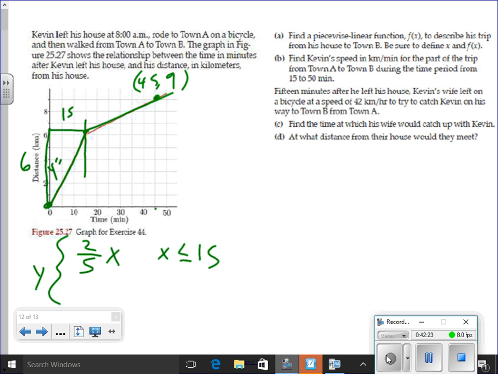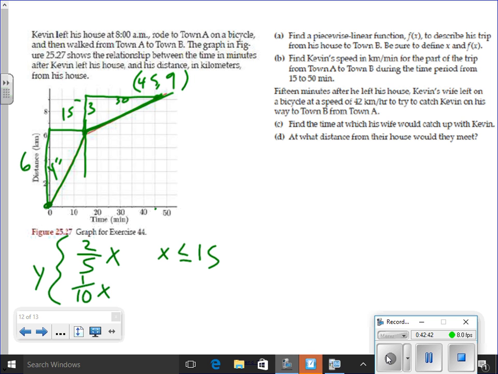And so this line right here would have a slope of... 6, 7, 8, 9. So we went up 3, and we went from 15 to 45. So we went up 3 and over 30. 3 over 30 is 1/10.